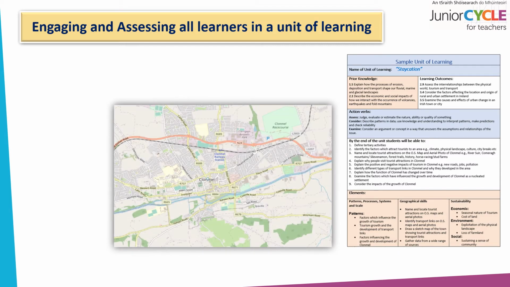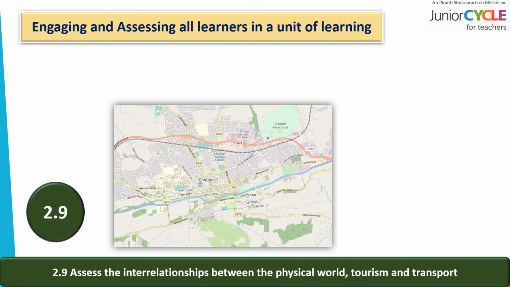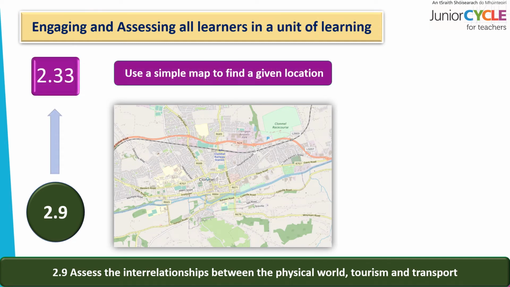We will begin by using a map of the area of Clonmel and look at learning outcome 2.9, which requires students to assess the interrelationships between the physical world, tourism and transport. Students engaging with Level 3 could identify and locate tourist attractions on the map and examine how the physical landscape has helped the development of tourism in the area. For students experiencing their learning at Level 2, they could engage with learning outcome 2.33 from the PLU Numeracy, which requires students to use a simple map to find a given location.